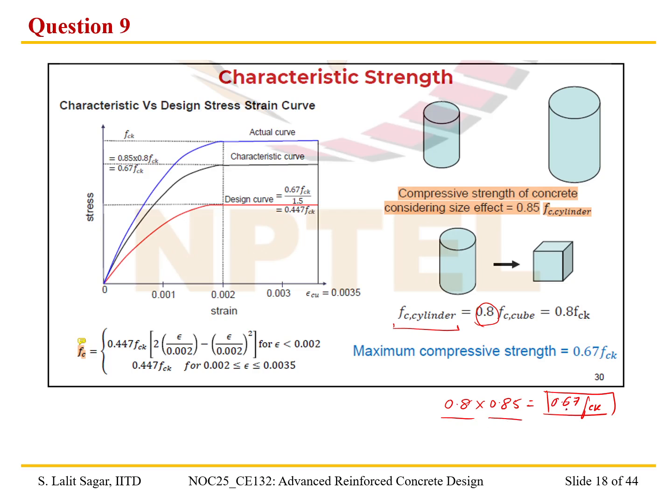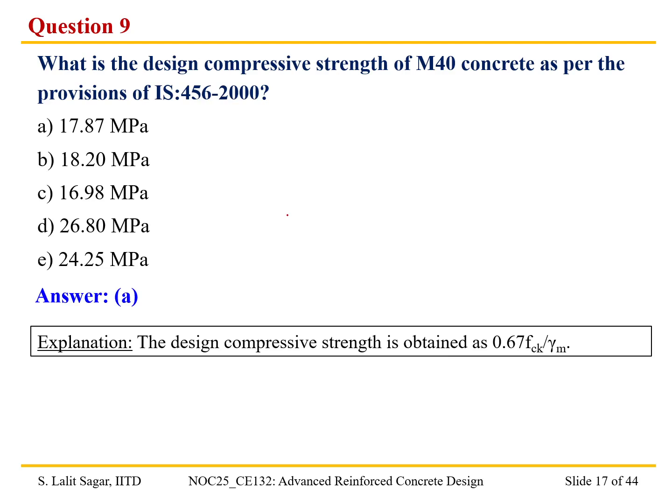So we take this value of 0.67, then divide it by a partial safety factor of 1.5. This is how we get the design curve of 0.447 fck. Let us go back and plug in this value. 0.447 into 40 gives us the design compressive strength, a value of 17.88, or 17.87, sorry.